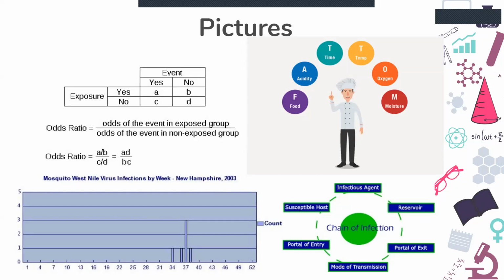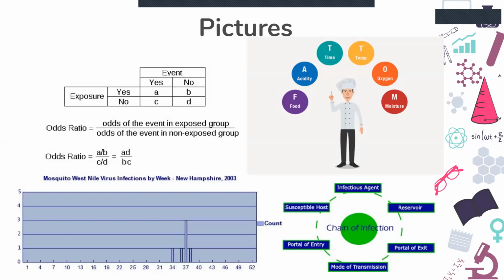And then below that is an example of an epicurve. As you can see, it looks very similar to a histogram, and it basically just shows how many people were infected over a period of time. And then the top right corner is a picture of the acronym FAT-TOM, which you should know is the 6 favorable conditions for foodborne illnesses to grow.